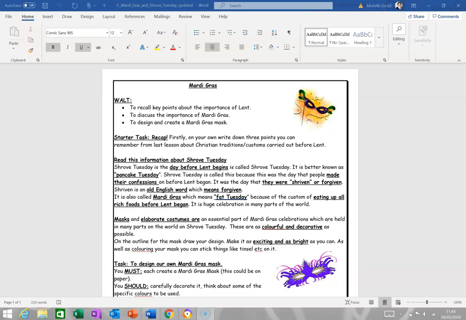So last week we were looking at Lent. A big thank you to those of you who've emailed either me or your teachers with examples of your work, photographs of your work. Keep those coming, guys. Remember, it's really important that you keep accountable, and that you keep yourself busy during this period of isolation. So, this week's task, we're going to go a bit creative, if you don't mind.